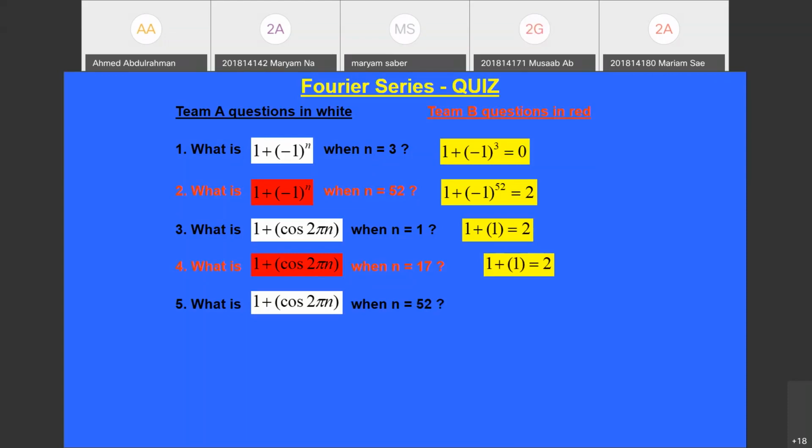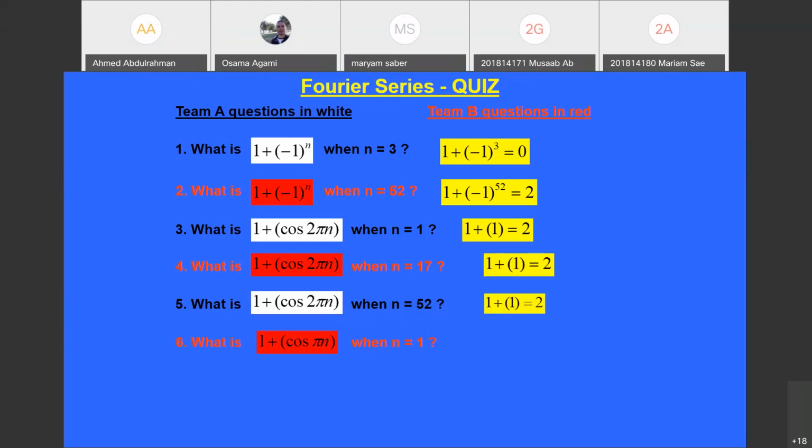The male section: what is the value of 1 plus cosine 2nπ when n is 52? Again 2. Yes, because 52 multiplied by 2 will be an even number, and your period is 2π for cosine, so you still have 1 plus 1 equals 2. Yes. The female section, please.